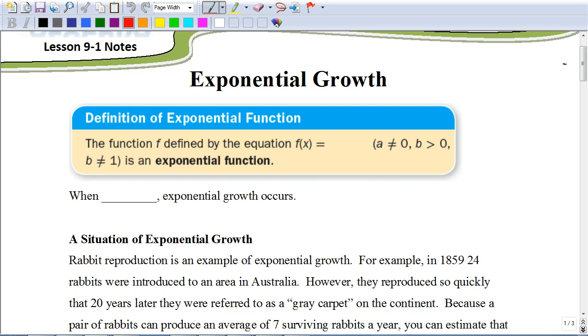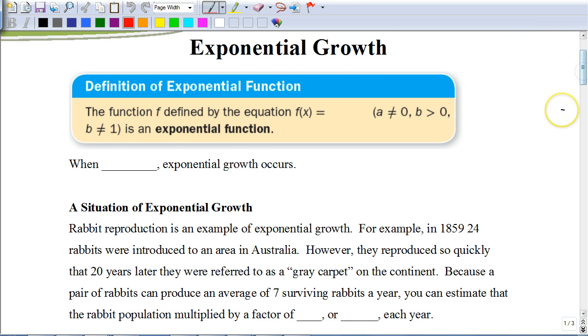Some of what we'll do in this chapter you'll recognize, but we'll be either building off of it or looking at it from a different perspective. But in this first lesson, like I said, we're going to focus on exponential growth.